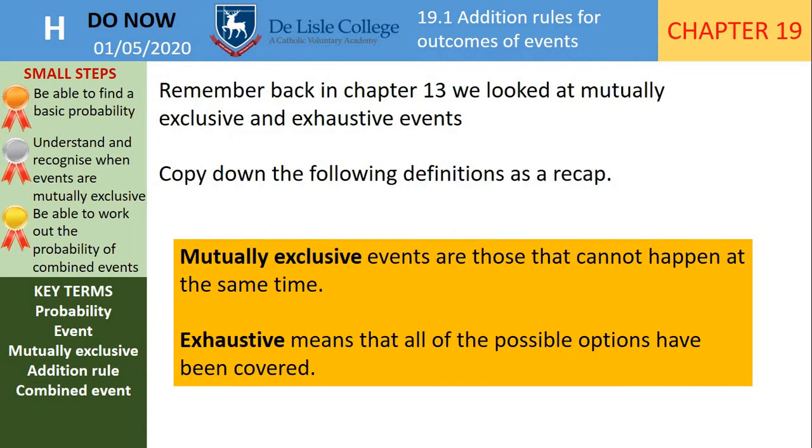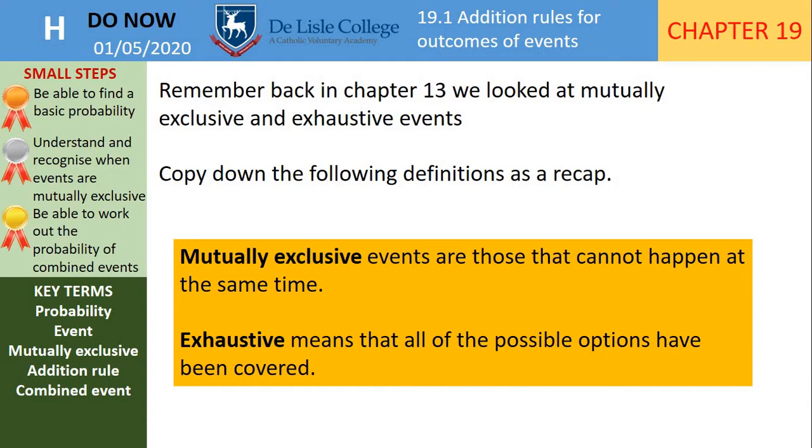So remember back to chapter 13 then, we looked at mutually exclusive and exhaustive events. So if you want to copy down the following definitions as a recap. So mutually exclusive events are those that cannot happen at the same time. And exhaustive simply means that all of the possible options have been covered.